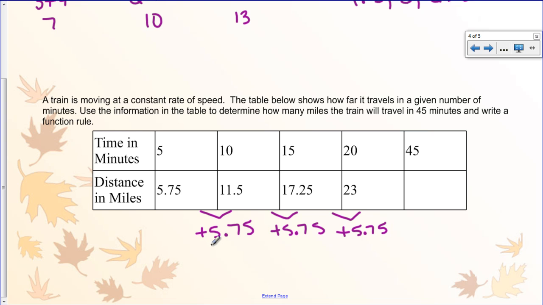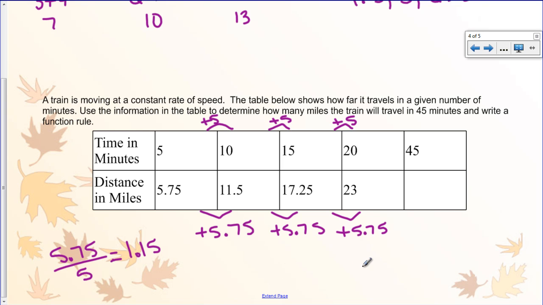But this change of 5.75 miles is for a time of 5 minutes. In order to write my function rule, I have to know what this change is for 1 minute. So to do that, I have to divide this number, the 5.75, by the top number, the 5. I divide those, and I get that it changes 1.15 for every minute.